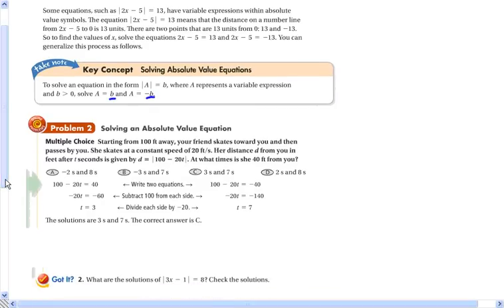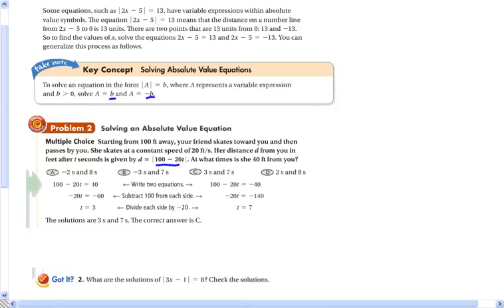So here's an example. Starting from 100 feet away, your friend skates toward you and then passes you. She skates at a constant speed of 20 feet per second. Her distance, d, from you, in feet after t seconds is given by d equals the absolute value of 100 minus 20t. And the reason we have the absolute value there is because her distance away could be, well, she's coming towards you, or, well, she's going away from you.